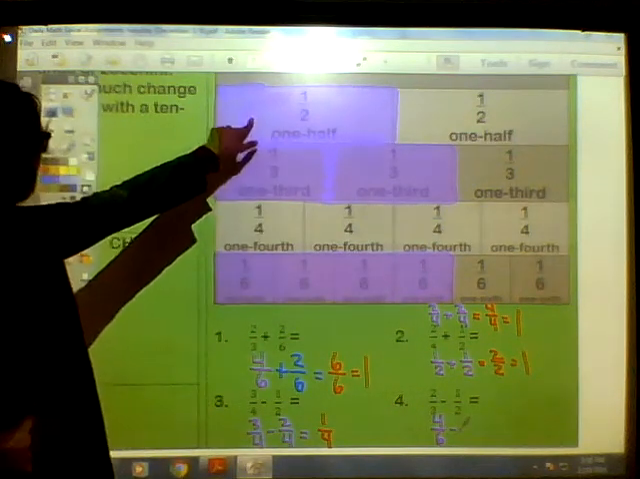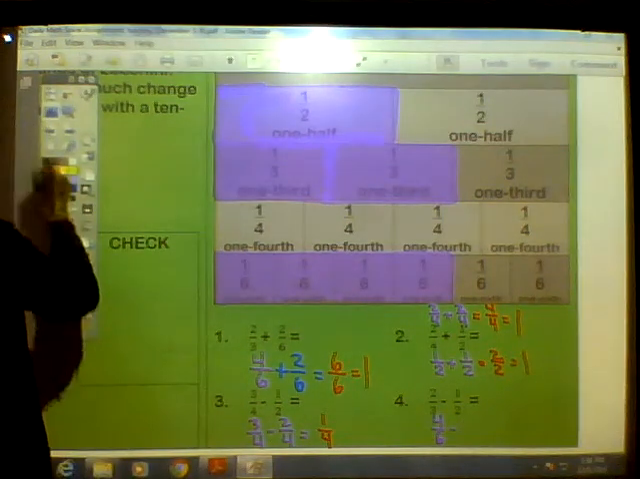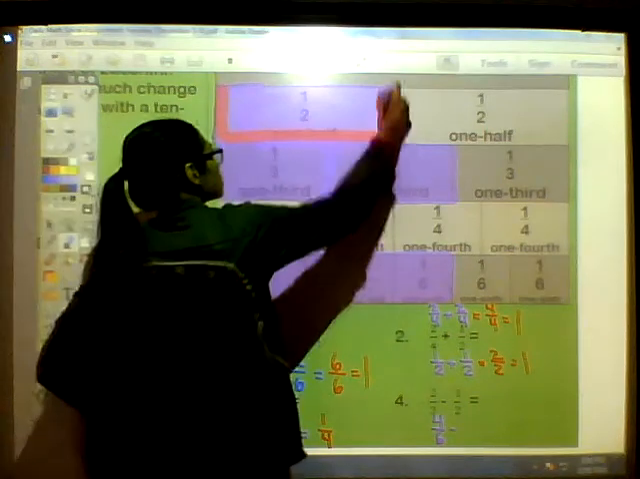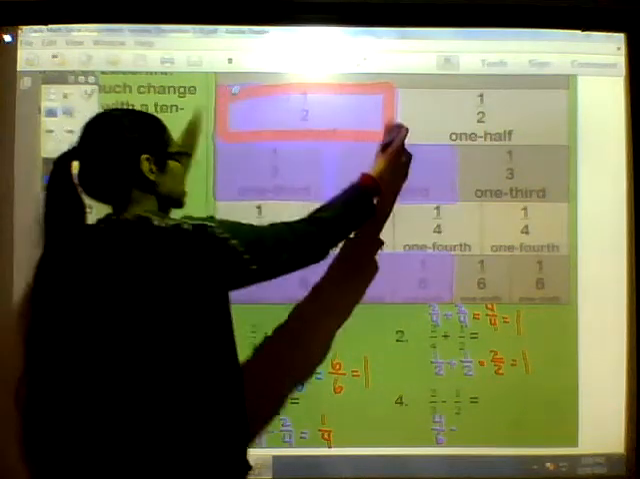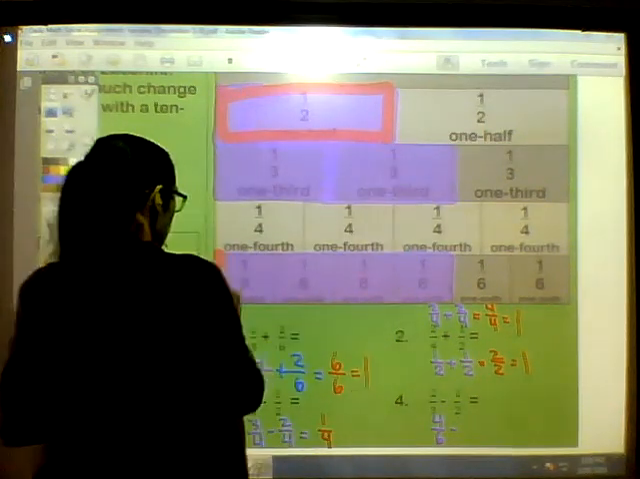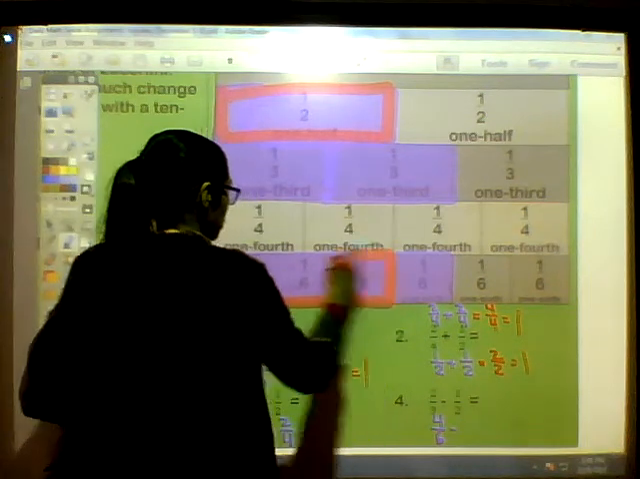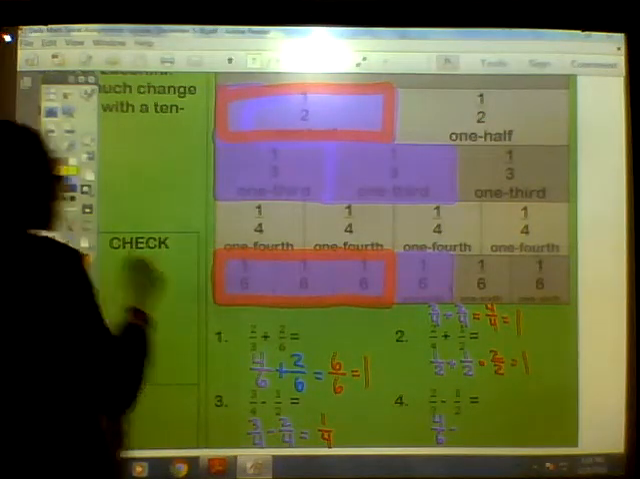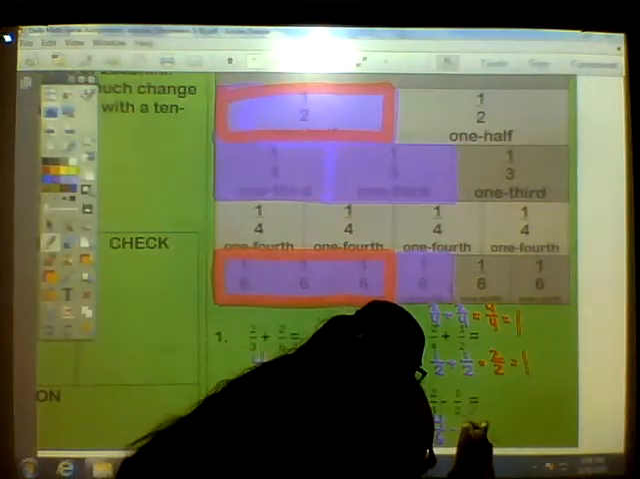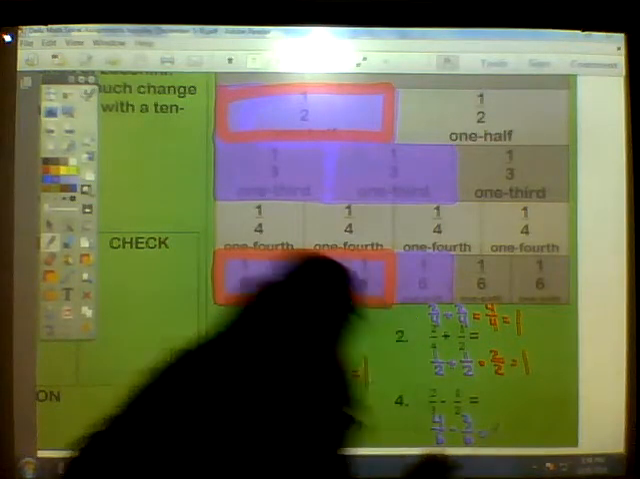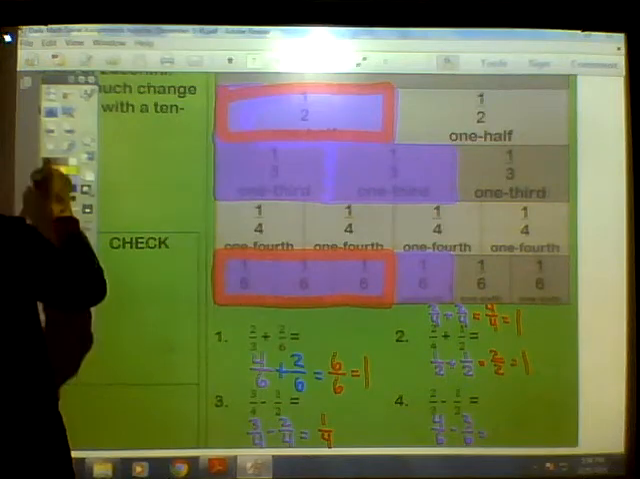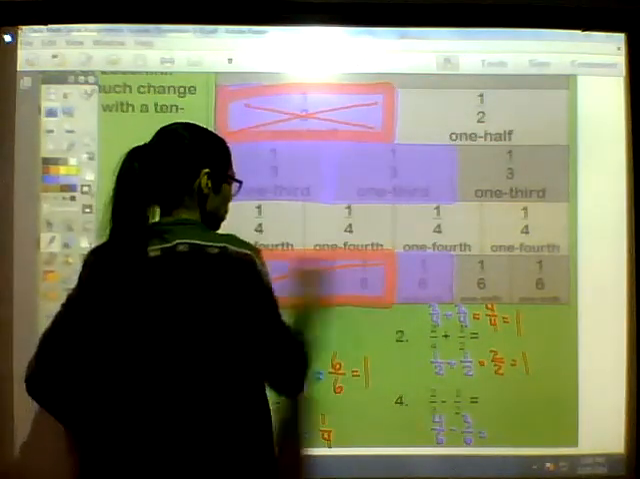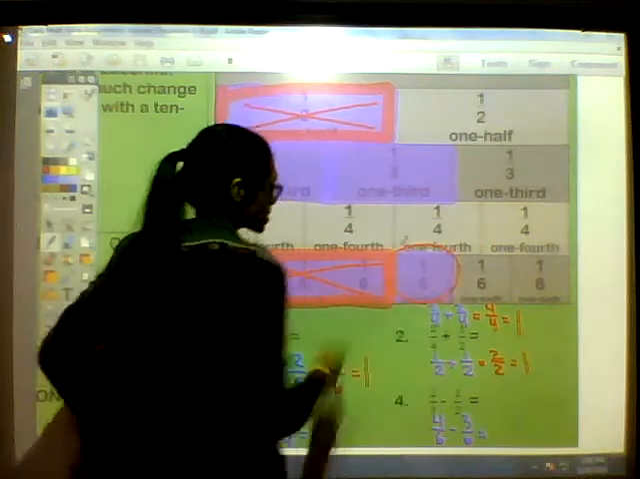Do you see this 1/2 right here? Well, that's the same thing as what? Right here. 3/6. So write that down. 1/2 is the same thing as 3/6. And so if we take that away, which is like taking this away, what's left? 1/6 right there.